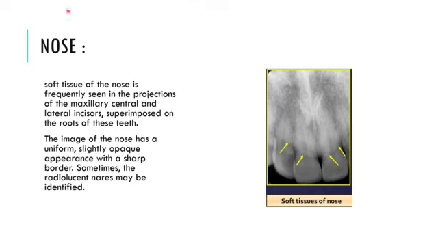Next is the nose. It is a soft tissue of the nose, frequently seen in the projection of the maxillary central incisor and lateral incisor, where it is superimposed on the roots of the teeth. So this is the shadow of the nose. The image of the nose has a uniform, slightly opaque appearance with a sharp border. Sometimes the radiolucent nares may be identified. So generally we will see only this shadow. Sometimes you can see the radiolucent nares, which are superimposed with the roots of the maxillary central incisor.